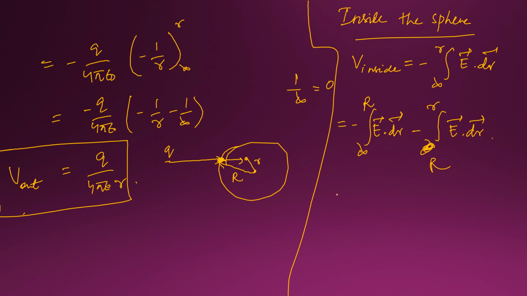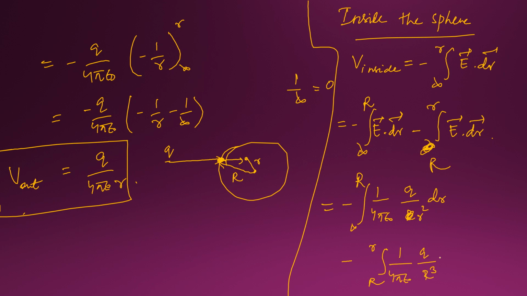So if you see, this first part is the outside point, isn't it? For the outside point, what is the electric field? 1 by 4 pi epsilon naught q by r square dr. The second part, from R to r, is the inside point. For the inside point the field is 1 by 4 pi epsilon naught q by R cube r dr. Is that all right? Yeah, so I'll just do it here.